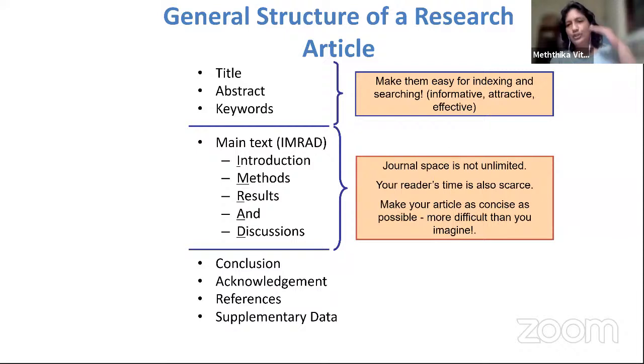Then come the introduction, materials and methods, results, and discussion. That is the body of your journal article. Then come the conclusion, acknowledgement, references, and many other items. Right? So let's move on with those.